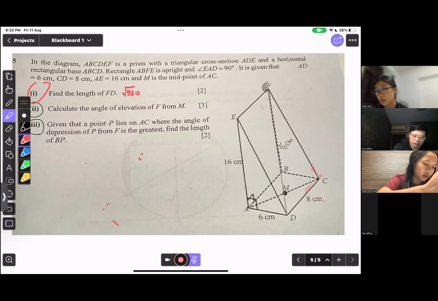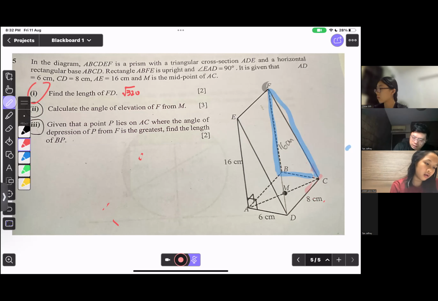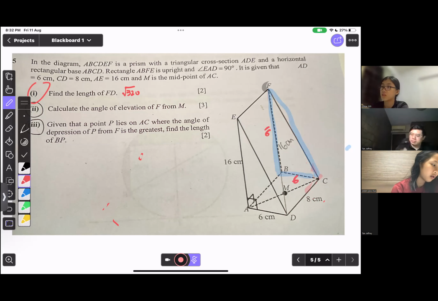Okay, so I look at this triangle. This one is 16 cm, this one is 6. Then I use Pythagoras, 16 square plus 6 square. This is square root 292. FD is square root 292. Is that okay? Oh, okay, never mind. Yeah, I get it. Look at it, it's like the cross section of the prism.